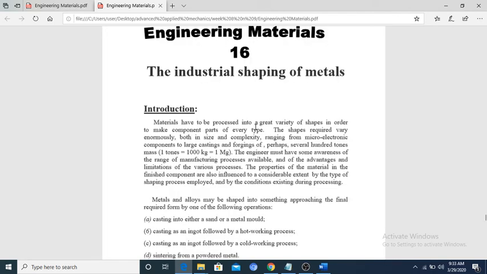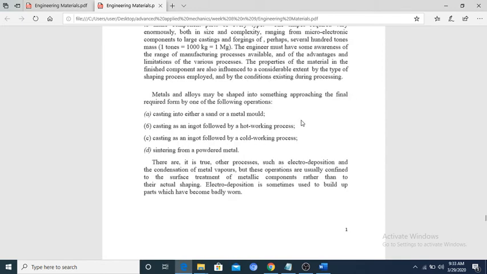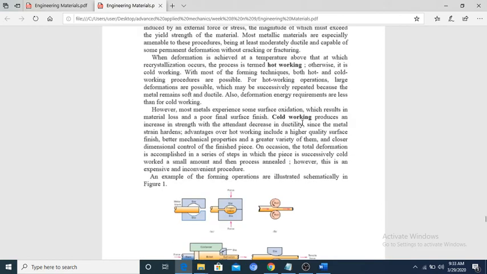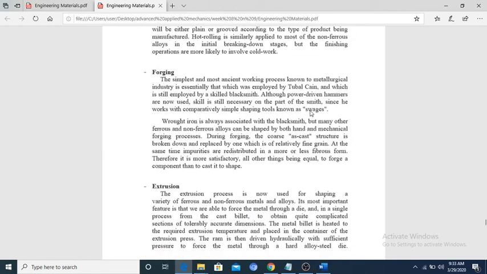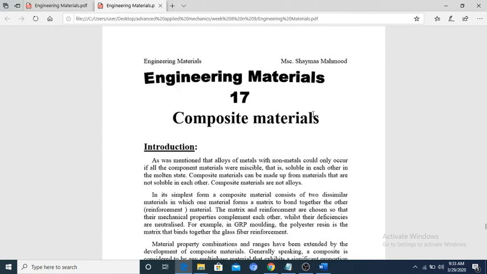The industrial shaping of metals. Metals and elements are shaped into something approaching the final required form by one of the following operations: casting into either a sand or metal mold, casting an ingot followed by a hot working process, and also sintering from powdered metal. Right? Okay, you go through on this. If you go through, you can read this one.